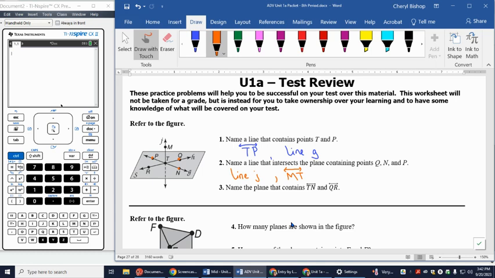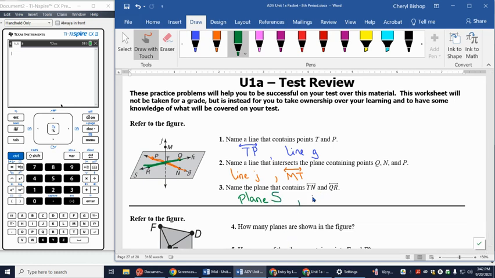Okay? And the last one for this figure, name the plane that contains line TN and line QR. So line TN means it goes through T and it goes through N. So that's going to be this orange line here. And line QR means it goes through Q and it goes through R. So that's going to be this green line here. So the plane that has both of those in it is the only plane I can see in that picture. It's going to be plane S. Since I have this S in the corner that doesn't have a point next to it, I can use just that S to name it.